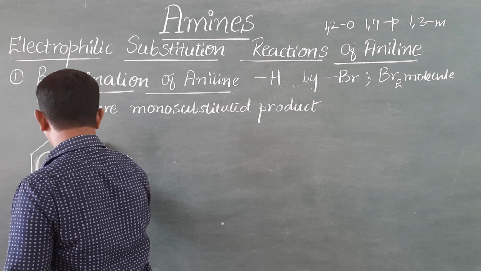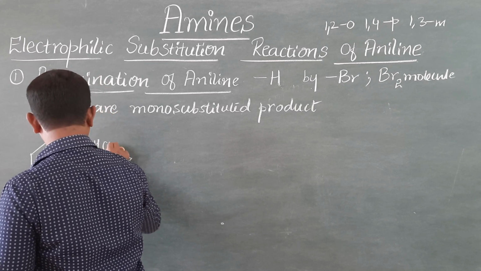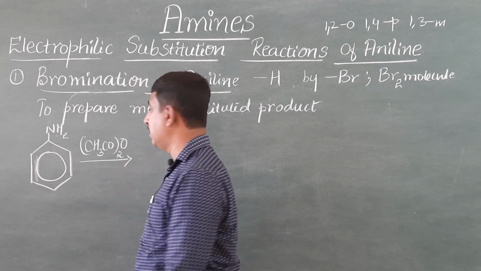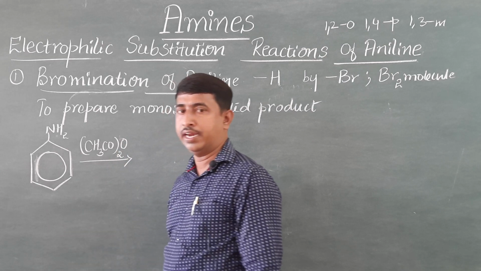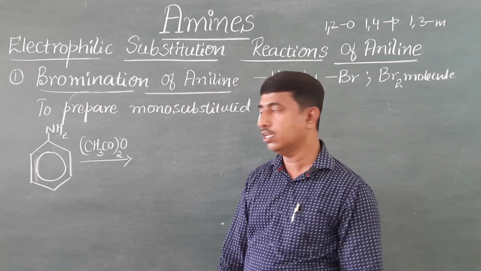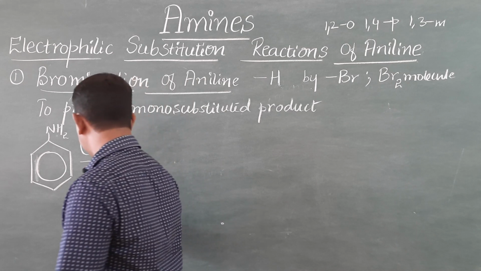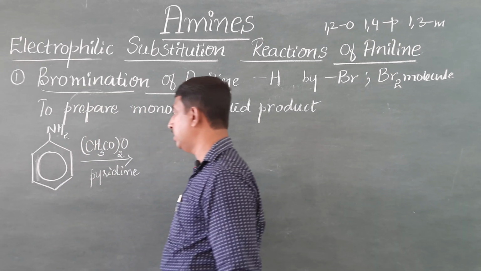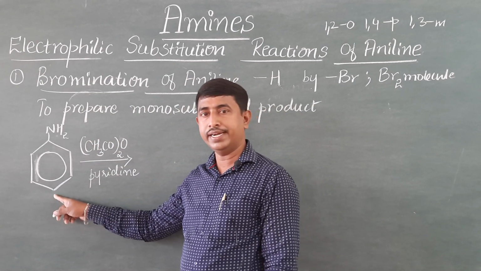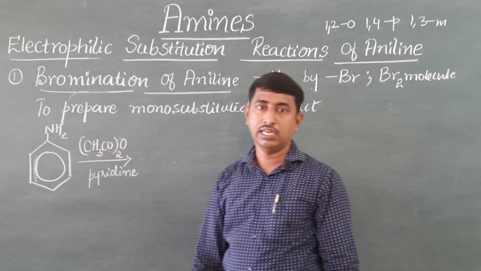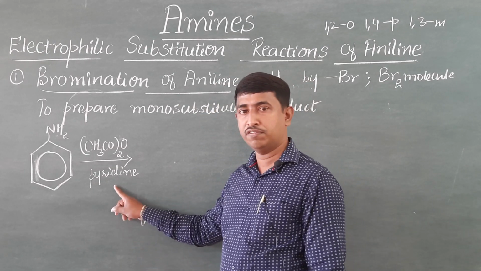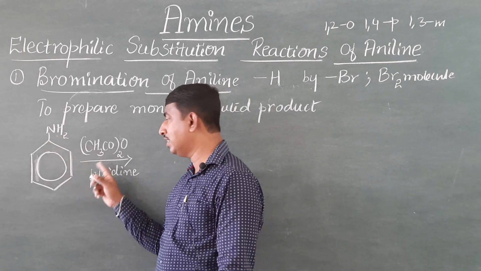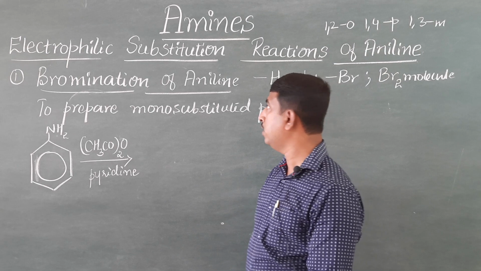How? By carrying out acetylation using acetic anhydride in the presence of a base, that is pyridine. So aniline is subjected to acetylation using acetic anhydride in the presence of pyridine. What is acetylation? Replacing hydrogen by acetyl group.